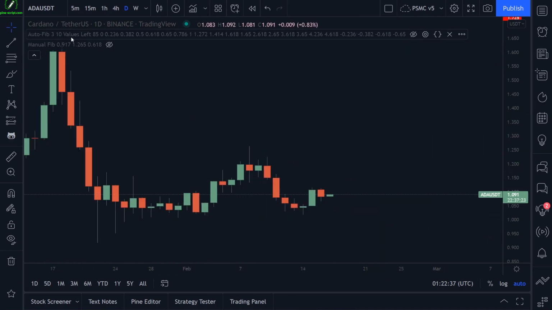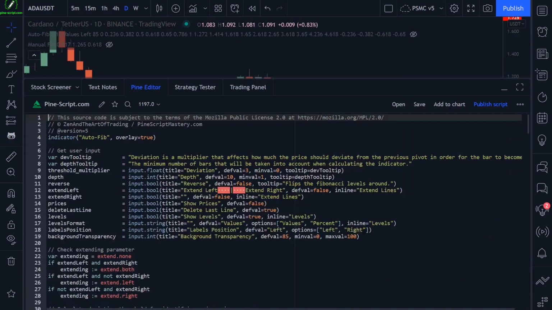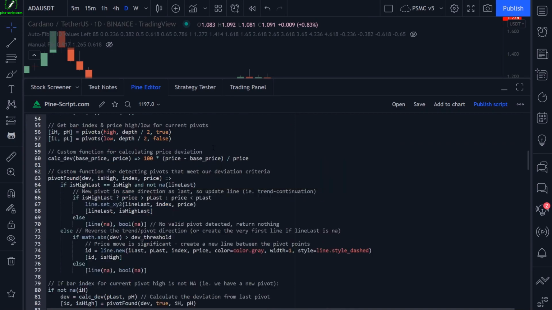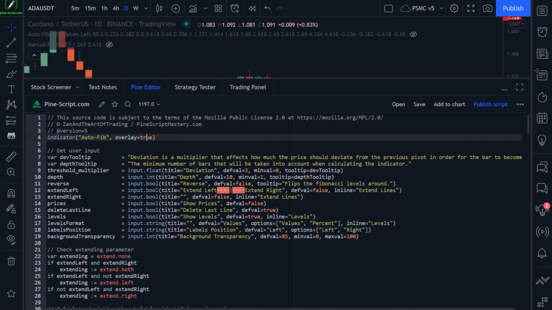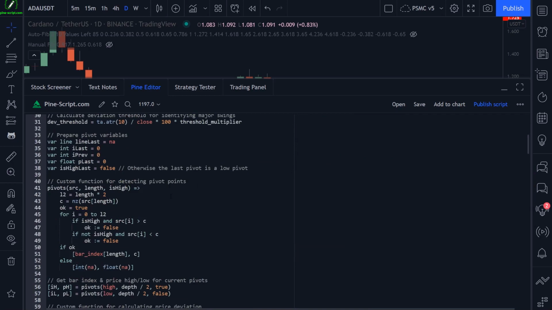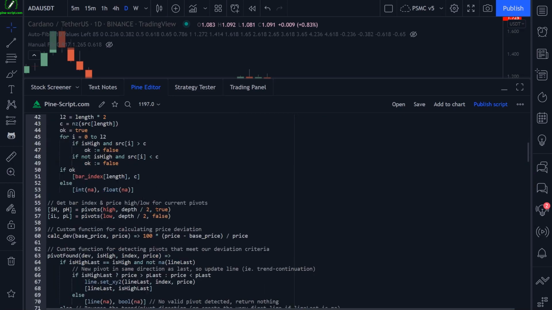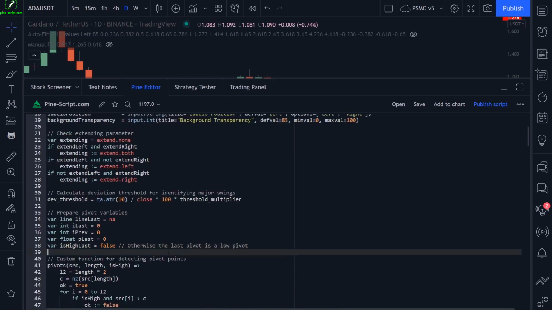In the next lesson, we'll break down the source code to the auto fib indicator, the built-in auto fib indicator. Full disclosure, I don't fully understand how the source code works for this, but I did tidy it up a bit and I tried to make sense of some of the code and added some comments here to explain as best I can what the code is doing.